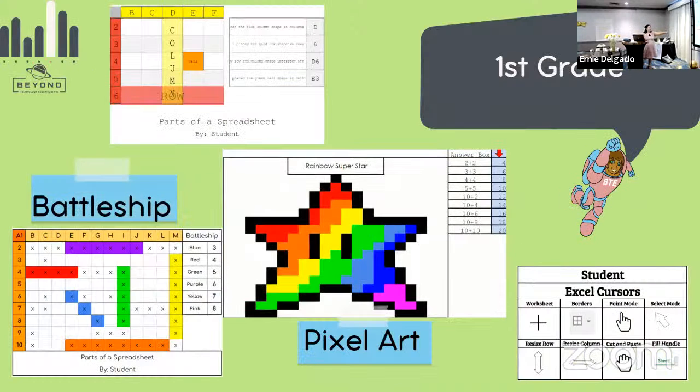They'll still have the Battleship, but it's not the same one. It's not the same puzzle. It's different columns and rows. The same thing with the spreadsheet. They'll identify the columns and the rows. And if you notice the cursor, it has two more. So it's not the same identifying the cursors.